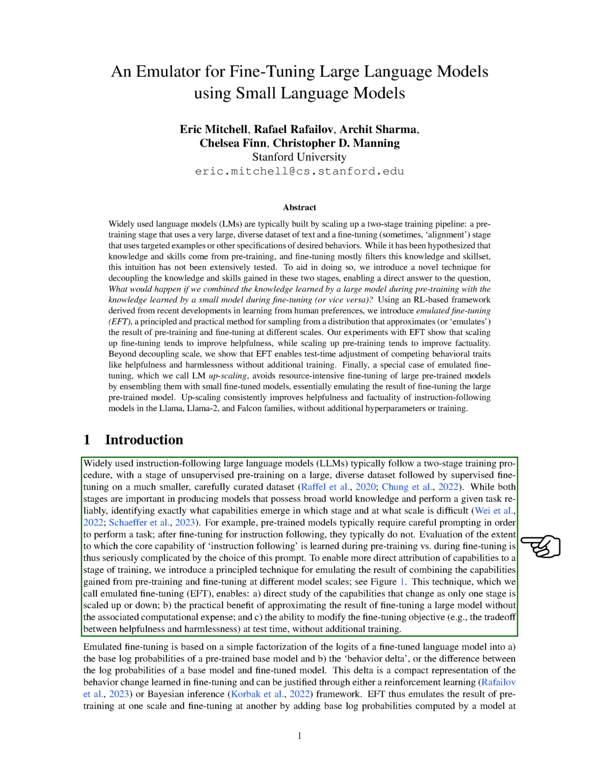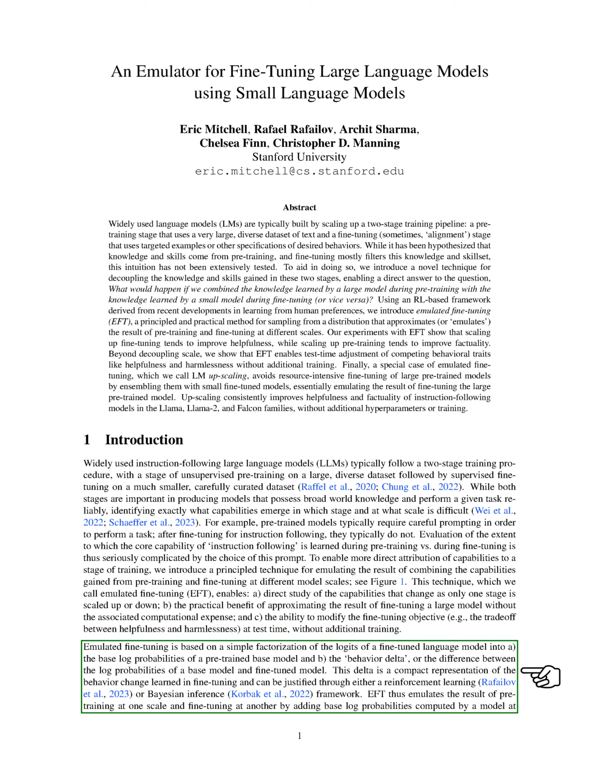To address this, we've come up with a method that allows us to more directly attribute capabilities to a specific training stage. We call this method emulated fine-tuning, EFT. EFT allows us to study the capabilities that change as we scale up or down a single stage. It also offers the practical advantage of approximating the result of fine-tuning a large model without the computational cost. Moreover, EFT allows us to adjust the fine-tuning objective at test time without additional training.